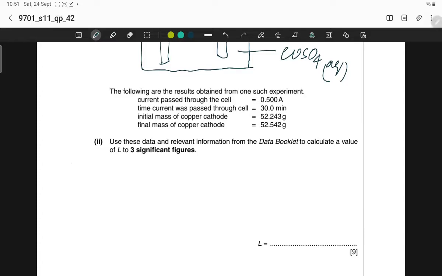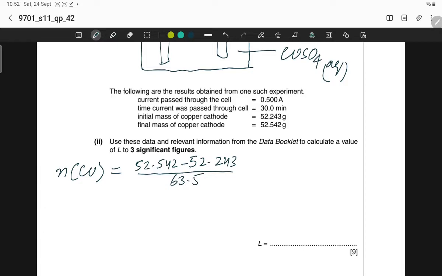So to find the moles of copper, first subtract these values. Moles of copper is equal to 52.542 minus 52.243 divided by 63.5. That is equal to 4.71 × 10^-3 mole.